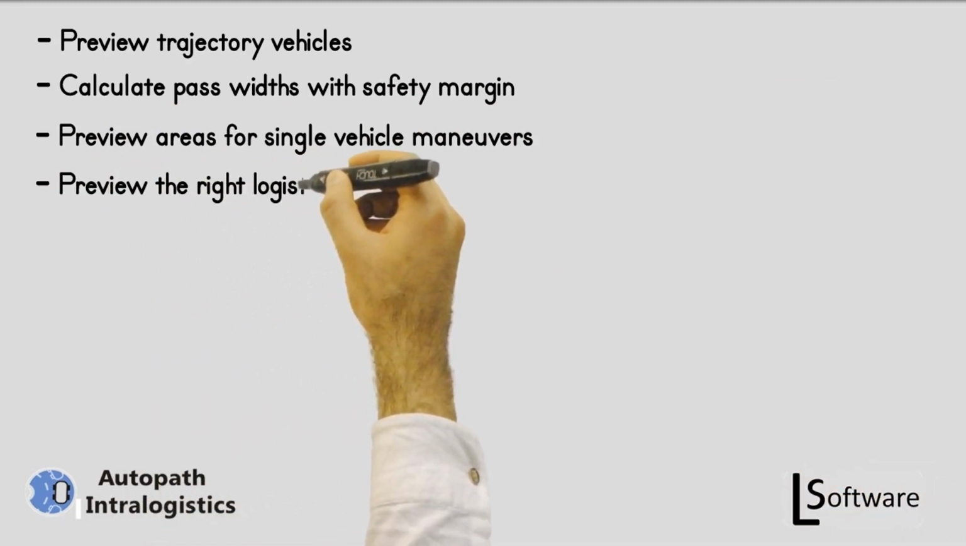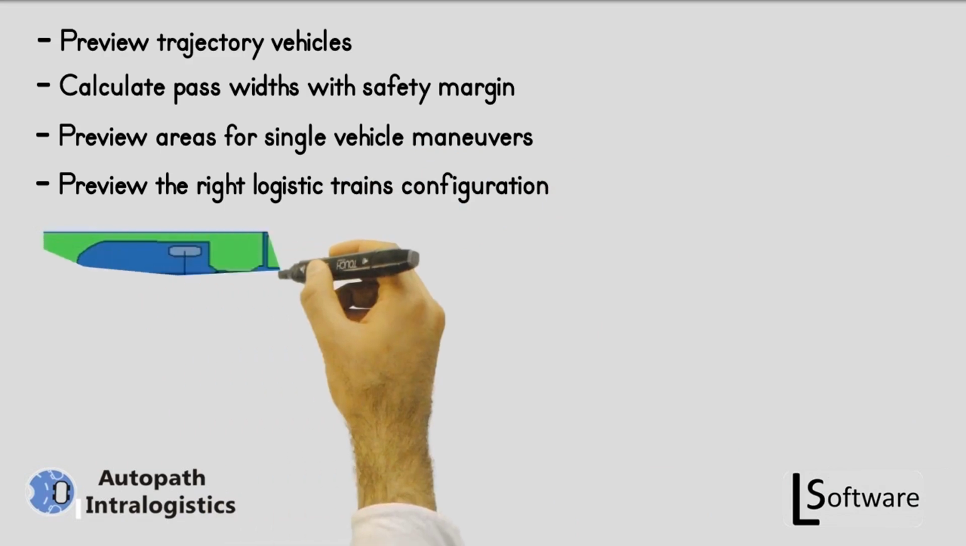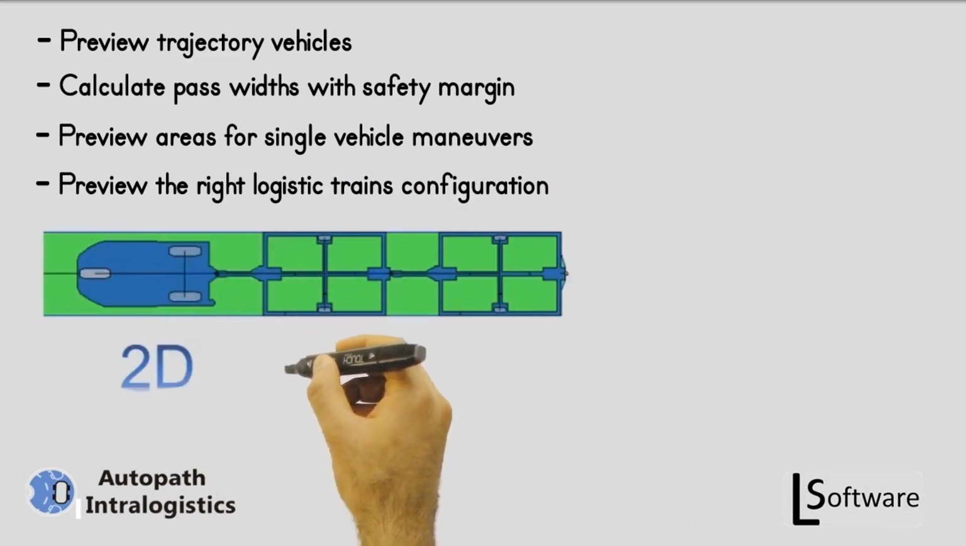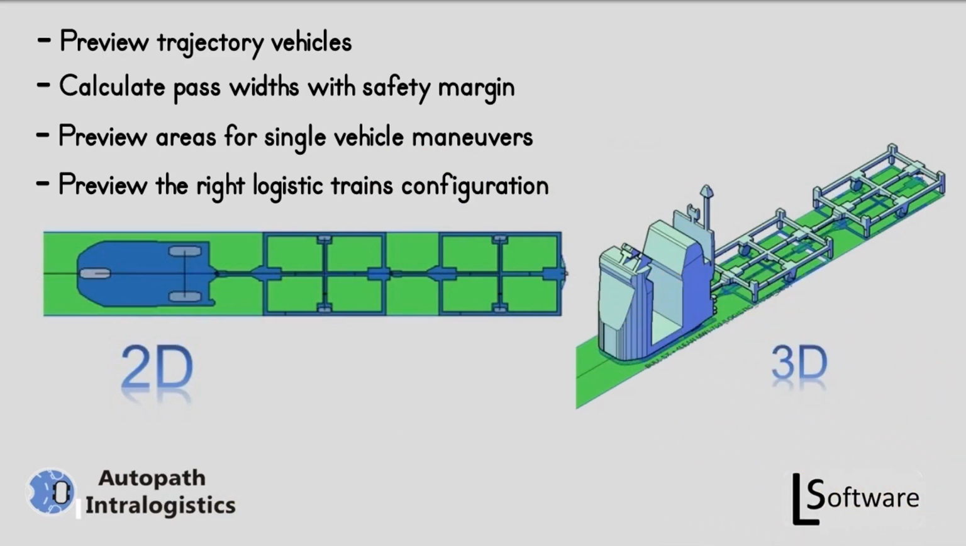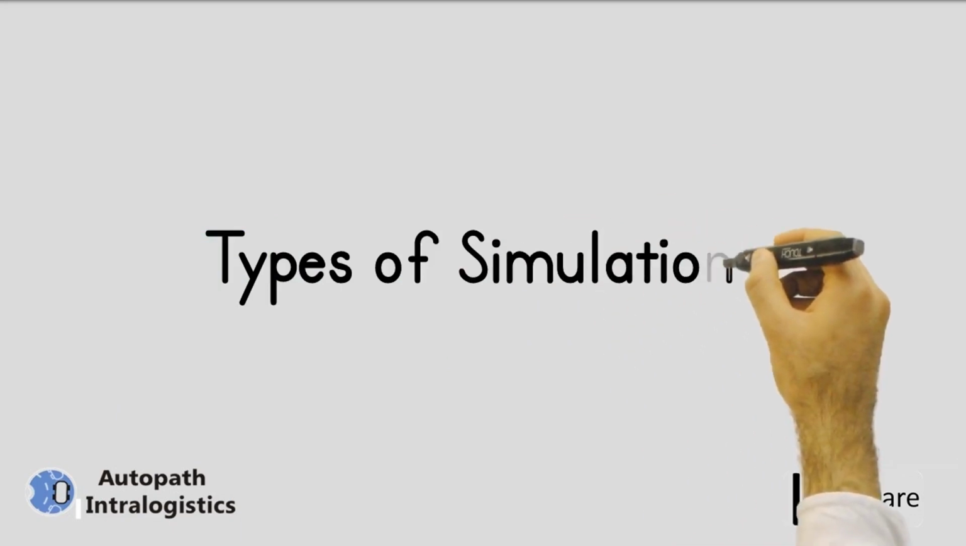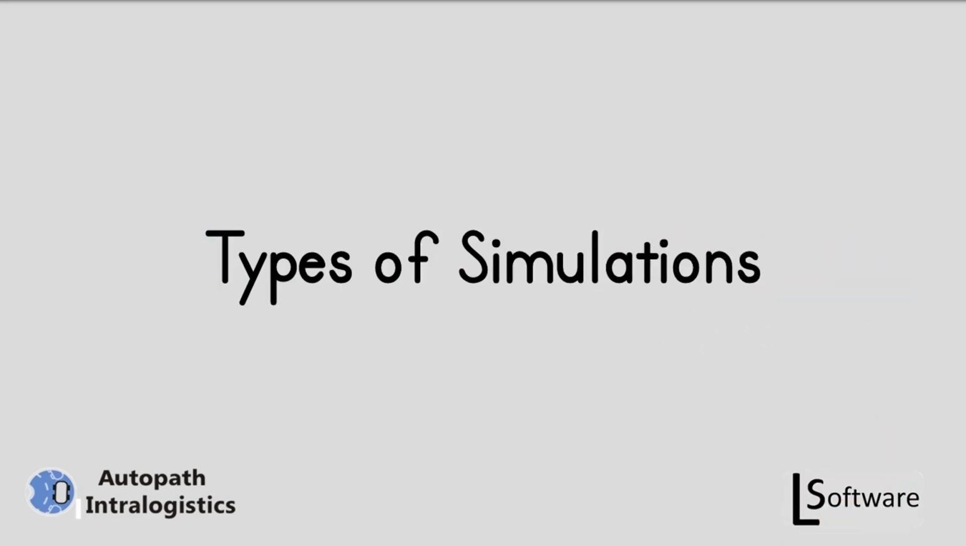Configure your vehicles using 2D or 3D layouts. The simulation in Autopath Intralogistics replaces real testing, allowing for increased productivity, waste reduction, and time savings. Types of simulations that you can do with Autopath Intralogistics.